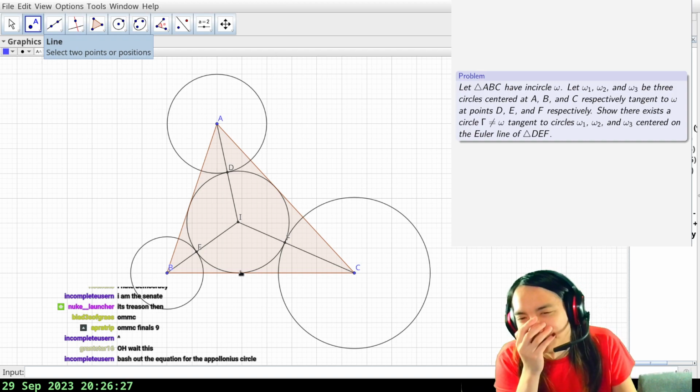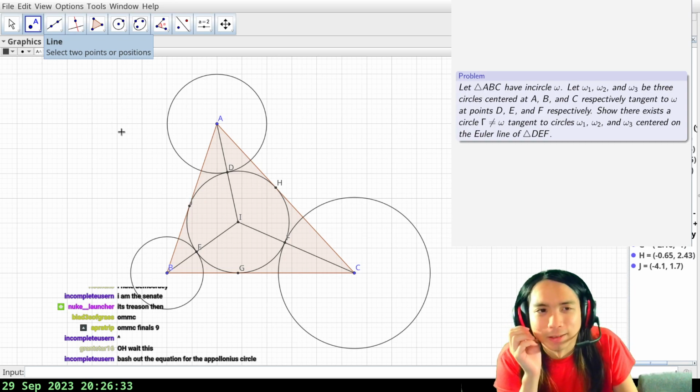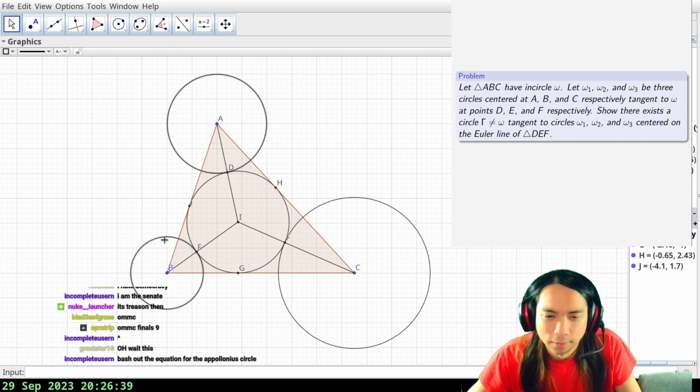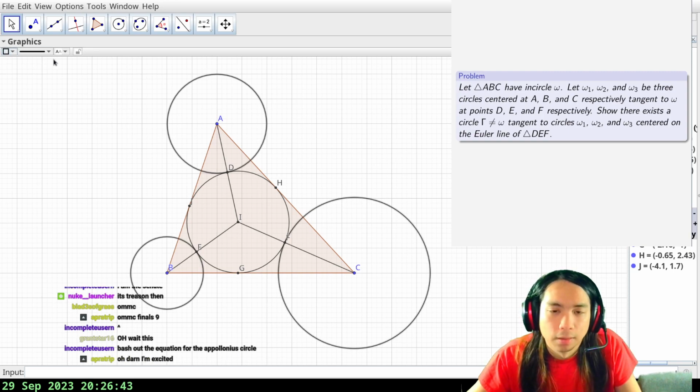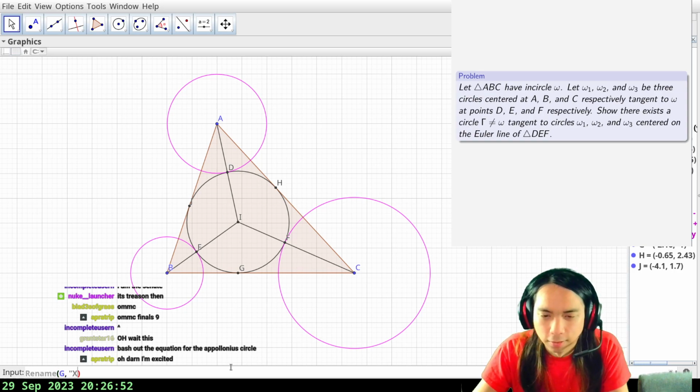Man, you had to steal DEF, huh? I wanted to use DEF. First I'm gonna color these 3 circles a little differently so that it's a little easier to see what's going on. Let's do pink. Why not? Pink's a good color.